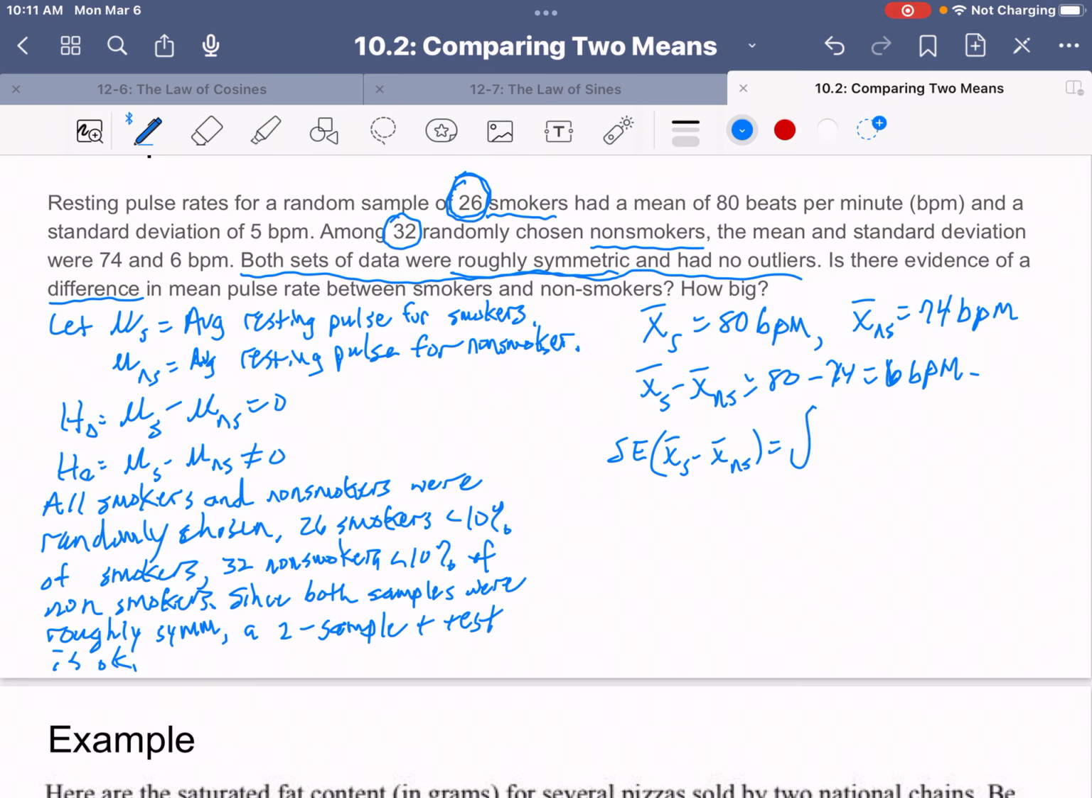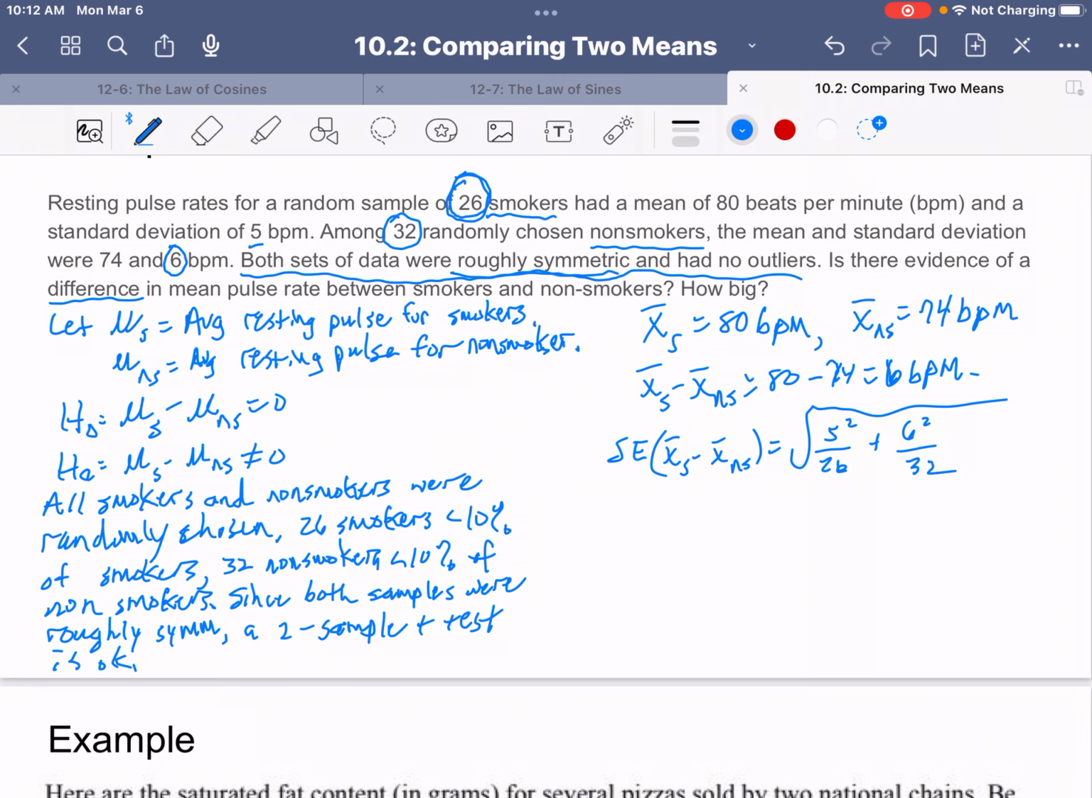And that equals the square root of, well, let's see, 5 beats per minute was the smoker standard deviation. So I want to take 5 squared over 26 smokers. That's a 5, not an S. Plus, the standard deviation for the non-smokers was 6. So I want to take plus 6 squared over the sample size of 32.